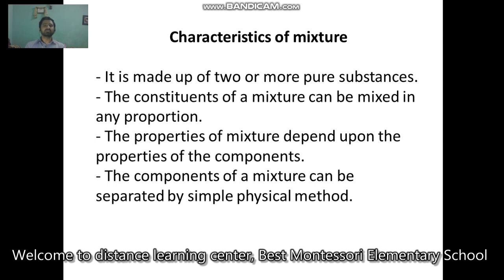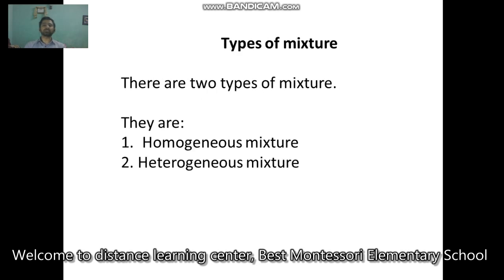Third, the property of the mixture depends upon the properties of the components, what kind of components are mixed up. And fourth, the components of the mixture can be separated, and those separations are by physical methods. Most of them are by simple physical methods. These are the 4 characteristics of mixtures. Now let's move on to the types of mixture.